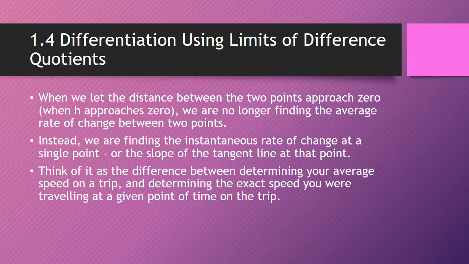Think of the difference this way. It's like determining your average speed on a trip. That would be the secant line. You would find the distance divided by time, or how far you went divided by time. And that would be your average speed over the entire trip. Instantaneous rate of change would be the exact speed you were traveling at a given point of time on the trip. So at 2 hours and 3 minutes into your trip, you look at your speedometer. The speed you're going at that point would be your instantaneous rate of change.